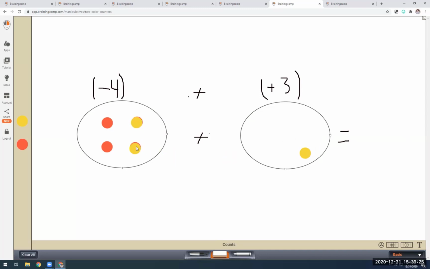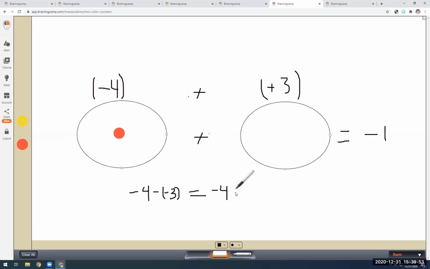We're going to take out our 0 pairs. Let me delete these off here. Remember, a number plus its opposite equals 0, so those all went to 0. And I am left with 1 red counter, -1. So we can see that the sentence -4 minus a -3 is equivalent to the sentence -4 plus 3.